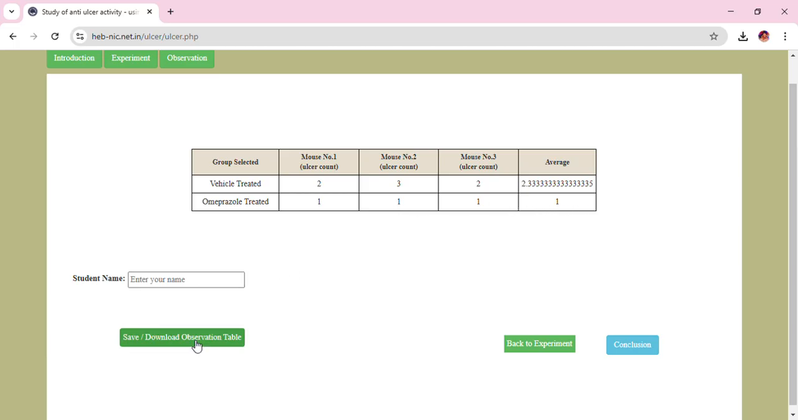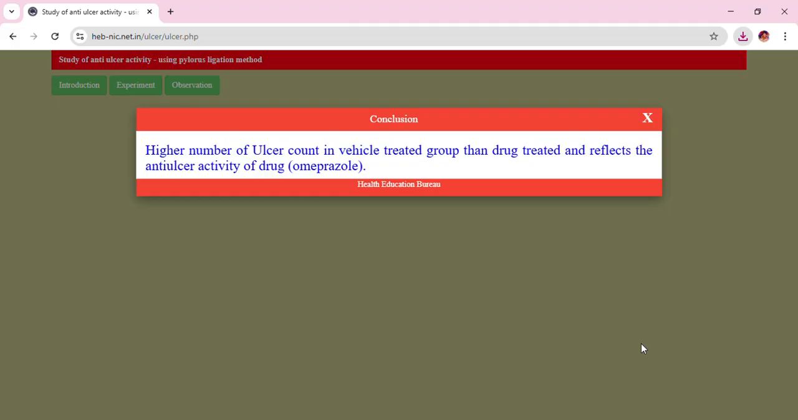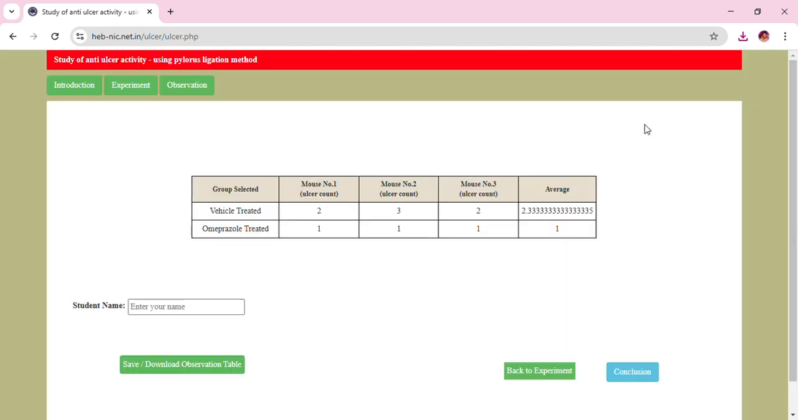So we have to download the result and go to the conclusion part. Here we see a higher ulcer count in the vehicle treated group than in the drug treated group, which reflects that the anti-ulcer activity of the drug we have taken as an example, that is omeprazole, is proven. Likewise, you can screen all the various classified drugs from the anti-ulcer category.